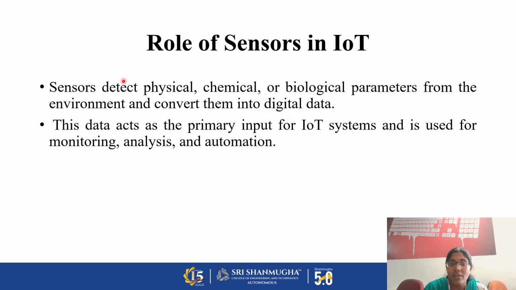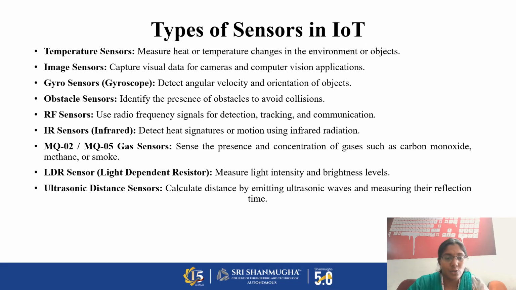The data available in your environment will be analog, right? So that should be converted into digital form with the help of your sensor. This data acts as the primary input for the IoT system. Actually, the input device in your IoT is nothing but sensors, right? They act as the primary input for IoT systems and are used for monitoring, analysis, and automation. After getting the primary input, it can be used for any other purposes, like monitoring, analysis, or automation.